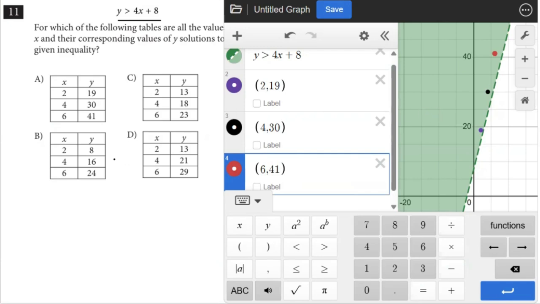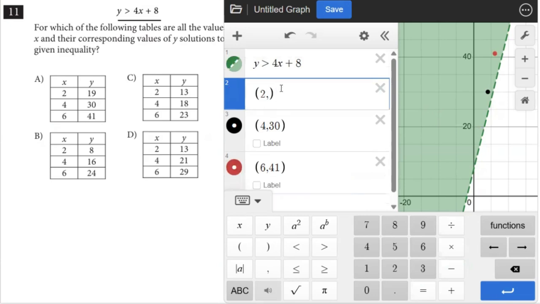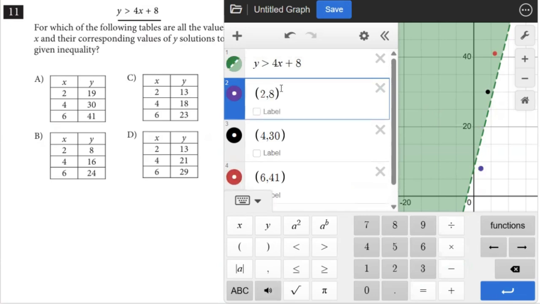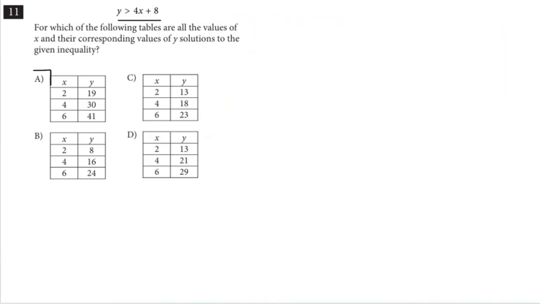Just for investigation's sake, we can quickly check why B, C, D will not be the required answer. I can check one of these, let's say 2 and 8. Oh, that is outside. So B is not the correct solution set. And if I put in 2 and 13, that is outside, so 2 and 13 belongs to both C and D, so they are incorrect as well. So A is the required answer.